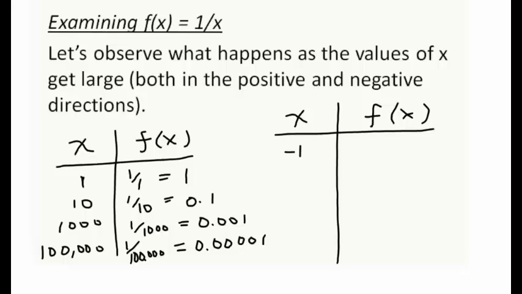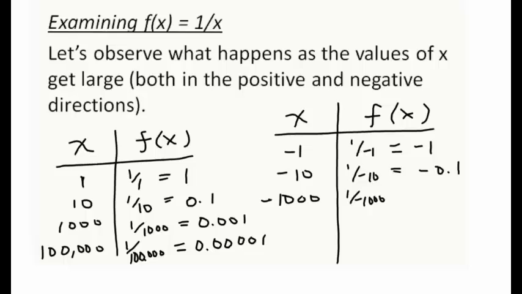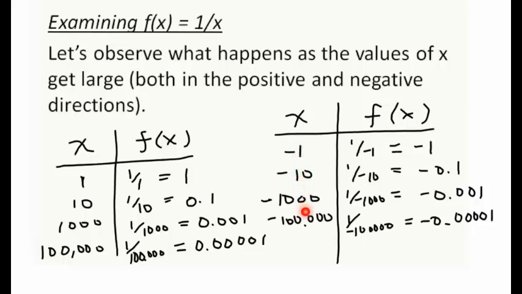Let's begin with negative 1. Here we'll have 1 over negative 1. Next, maybe we'll try negative 10. This is going to be negative 1/10. Then maybe we could try negative 1,000. So here's negative 1,000th. And we'll do one more, negative 100,000, and we'll get 1 over negative 100,000. So again, as we make our values of x get bigger in the negative direction, our y values, our f of x values, are also getting closer and closer to the number 0.